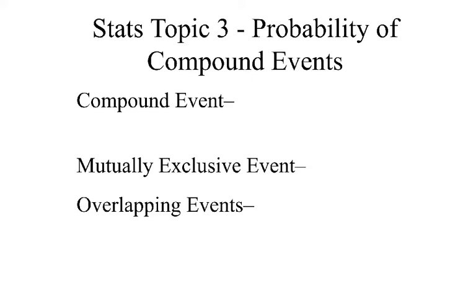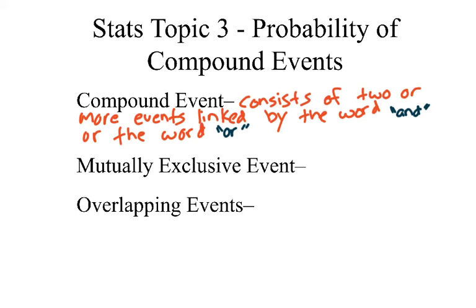Hey guys, so today we're going to be talking about compound events and probabilities of these. So first off, what is a compound event? A compound event consists of two or more events that are linked by the word and or the word or.